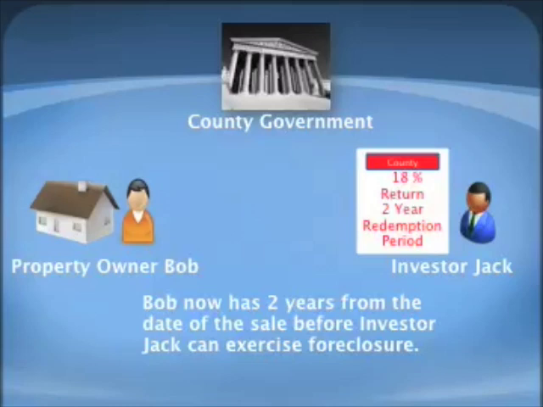So redemption periods are standard with all tax liens, and they range anywhere from 6 months on up to about 4 years, which is about the longest that we've seen. That time period is basically a grace period for the property owner in which he can repay the county without any severe penalties such as losing his or her property.